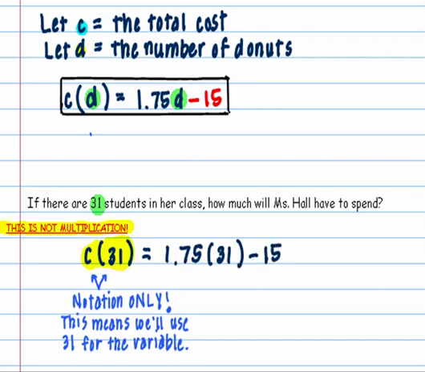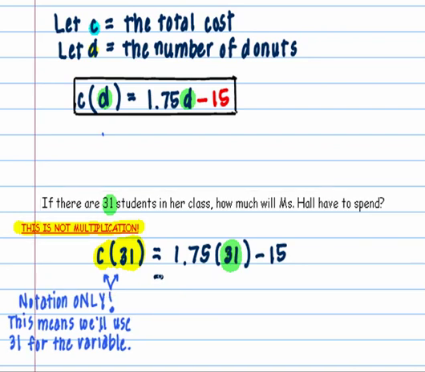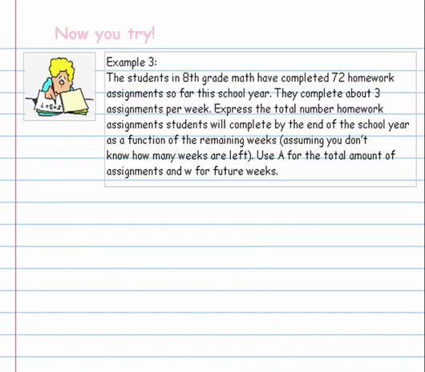1.75 times 31 minus the $15 gift card will give us the amount that Mrs. Hall has to spend. 1.75 times 31 is 54.25. Subtract 15. Mrs. Hall's total cost will be $39.25. Now it's your turn.